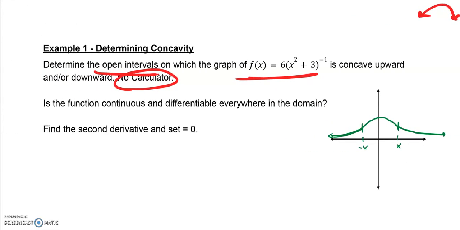So that's our goal, to figure out what those are. It has to deal with the second derivative. So go ahead and take this function right here and find the second derivative and set that equal to 0. Try this on your own. Pause the video and then come back.